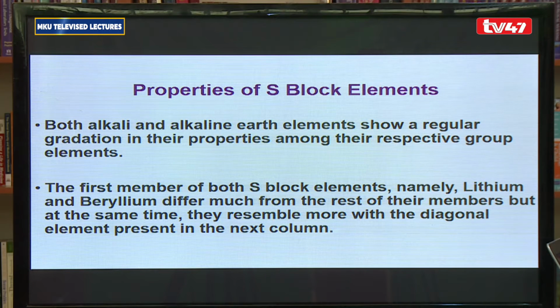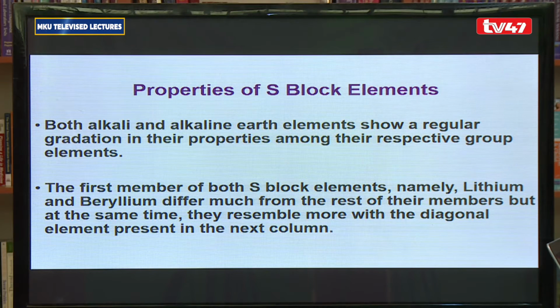The reason why we have to mention this is because when you go to the p block elements and even the d block elements, you'll find that the properties do not change regularly down the group. The other thing is that the first members of s block elements, that is lithium and beryllium, differ very much from the rest of the members.